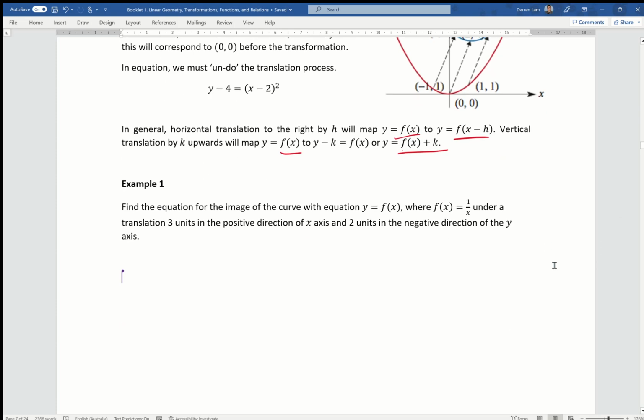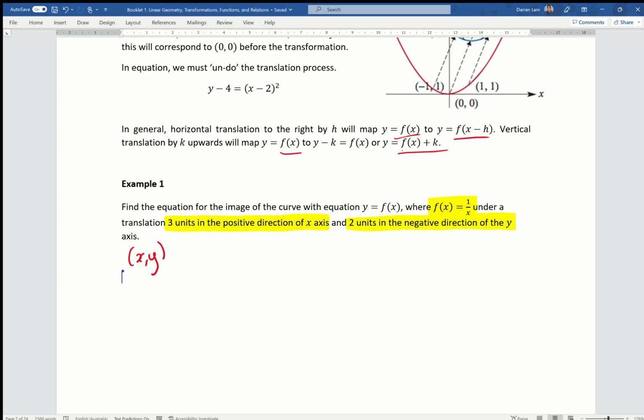Okay, let's get started by doing an example. I'm going to first show you the mapping way, and then I'll show you my way. But again, they're both valid. Okay? So of course, we want to start with x, y. Then let's read the question. Find the equation for the image of the curve. So it says image. We're trying to find the new equation. With the equation y equals f of x, where f of x equals 1 over x, under a translation of 3 units in the positive direction of the x-axis, and 2 units in the negative direction of the y-axis.